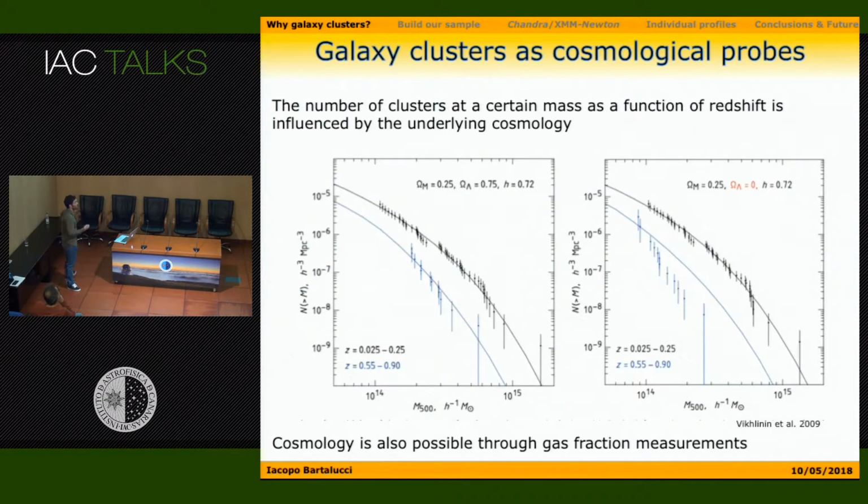And just to give you an idea of how sensitive galaxy clusters are to cosmology, here I show the results from Vikhlinin et al. 2009, where they are plotting the distribution of galaxy clusters above a certain mass as a function of redshift. You can clearly see here the measured points and the fit with these solid lines. And if you slightly change the value, for example, of the dark energy content, omega lambda, you see that the fit dramatically changes. So this plot shows nicely how sensitive galaxy clusters are to cosmology.